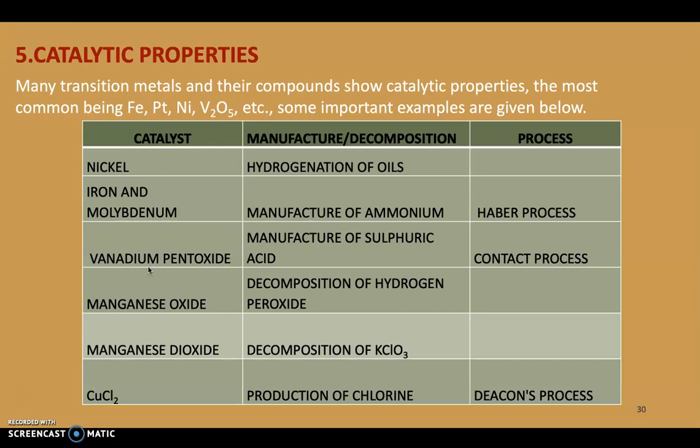The main important properties for exhibiting catalytic property are that they have variable oxidation states, and they can form complexes. All these are interdependent. Based on all these facts, d block elements exhibit all these characteristic properties. Here I am concluding the chemistry of d block as per your syllabus. Thank you.